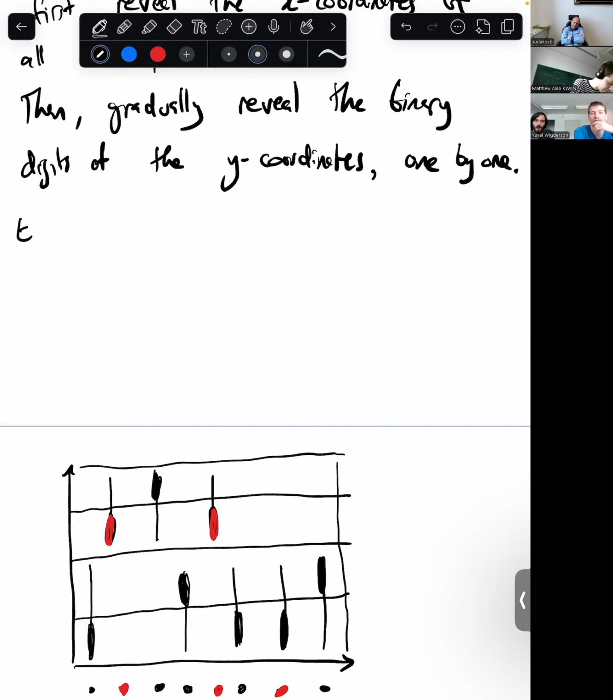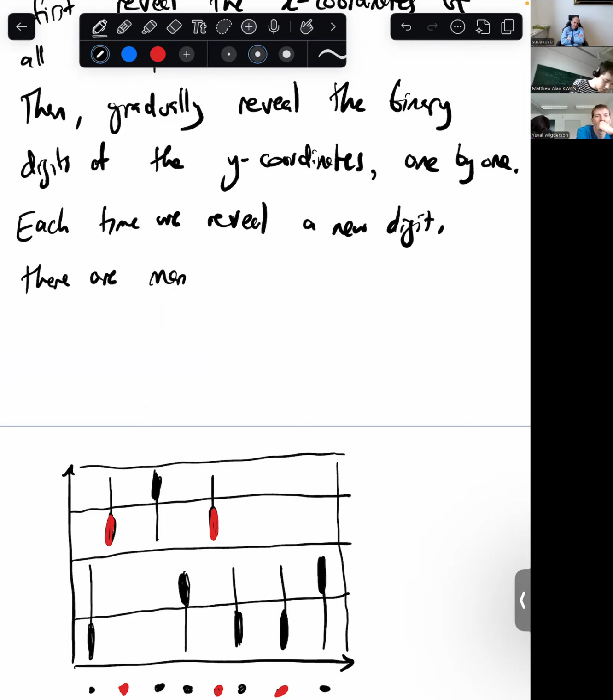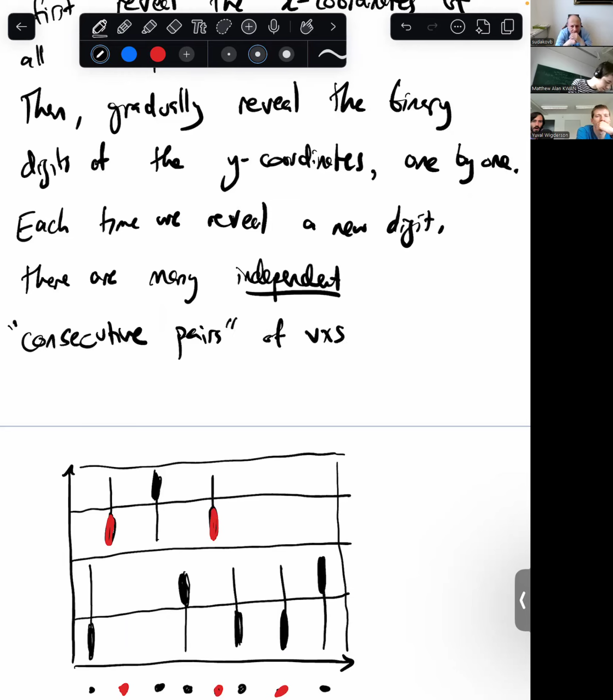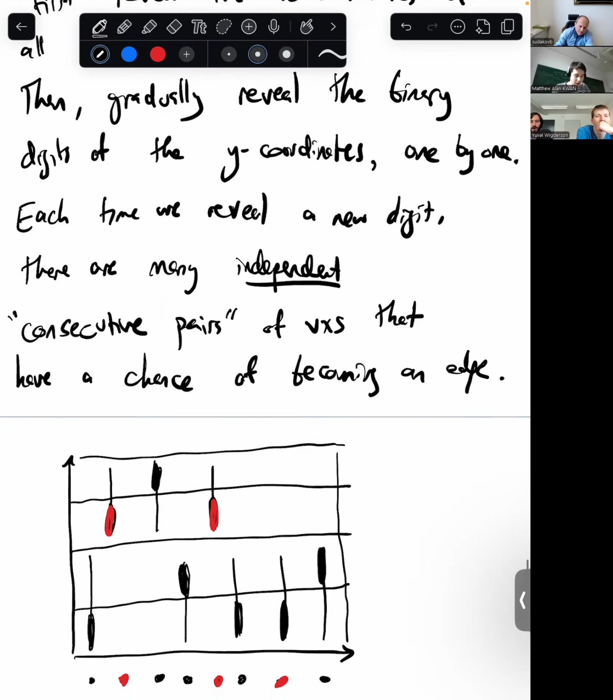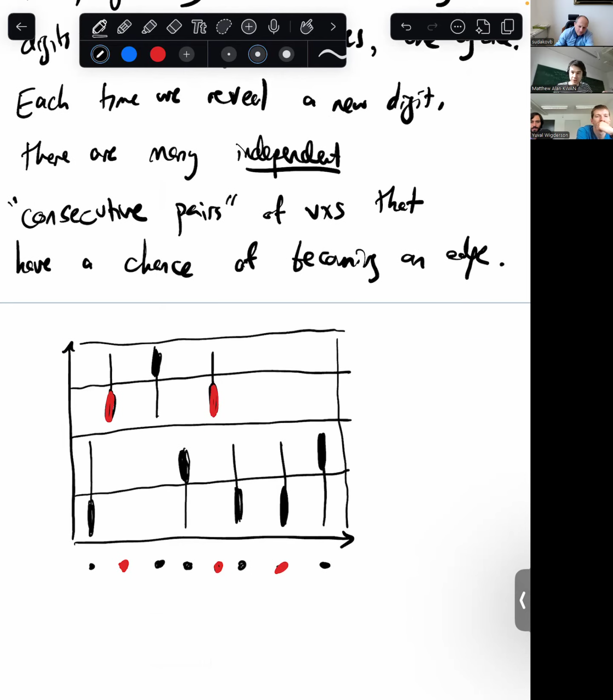Each time we reveal a new digit, there are many independent consecutive pairs of vertices that have a chance of becoming an edge. Okay, so each time I reveal a new binary digit, it's the next round of what I reveal. It's very easy to describe the conditional distribution.